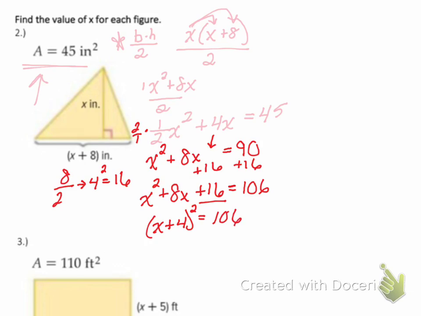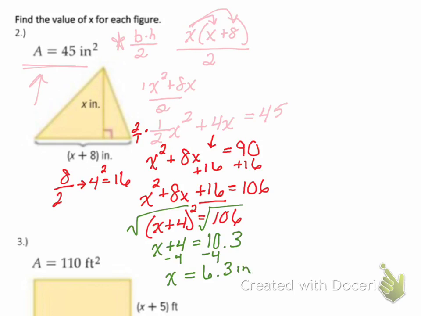I'm going to change my color here, and we'll go ahead and square root both sides. And I get x plus 4 is equal to, now again, because I want a value for x, and we don't need the negative value, we can use some decimals here. So the square root of 106 is approximately 10.3. And then finally I'll subtract 4, and I'll get that x is equal to approximately 6.3 inches.